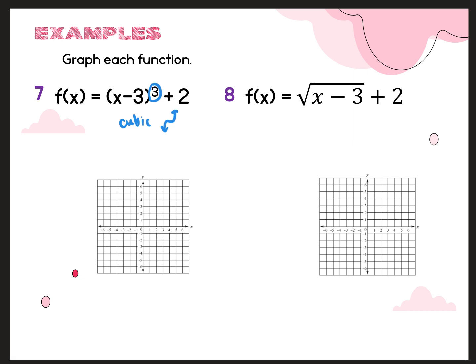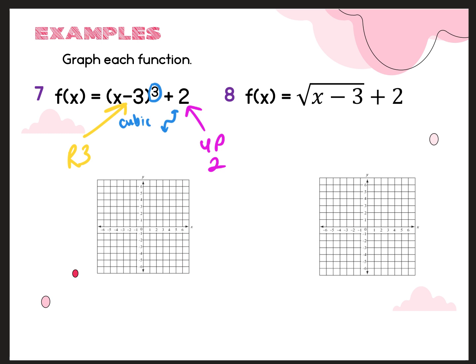What does this minus 3 do? It goes right 3. Anything inside parentheses with the x is the opposite. And then what does this do? It goes up 2. Perfect.